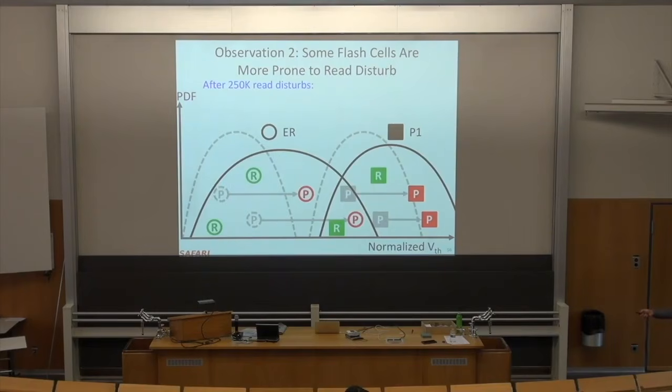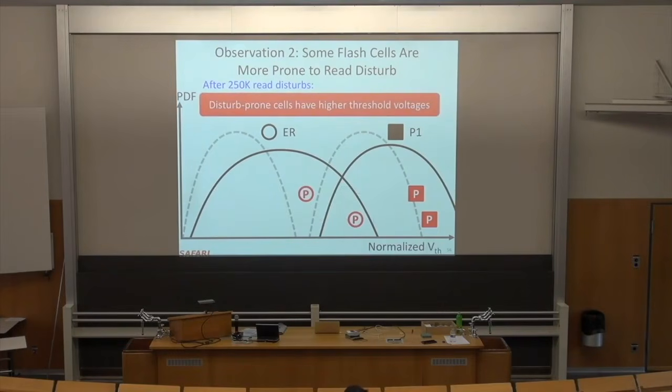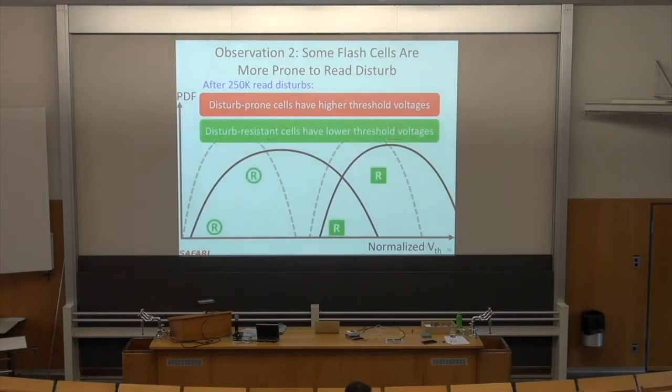This resistant cell was initially in the P1 state. It stayed there. This cell was initially in the ER state, but it moved. Now they're close to each other. How do you disentangle them? Because this really belongs to state ER, and this belongs to state P1. But the observation is that disturb-prone cells have higher threshold voltages, so you can actually make use of this a little bit. And disturb-resistant cells have lower threshold voltages. You can actually make use of that also.